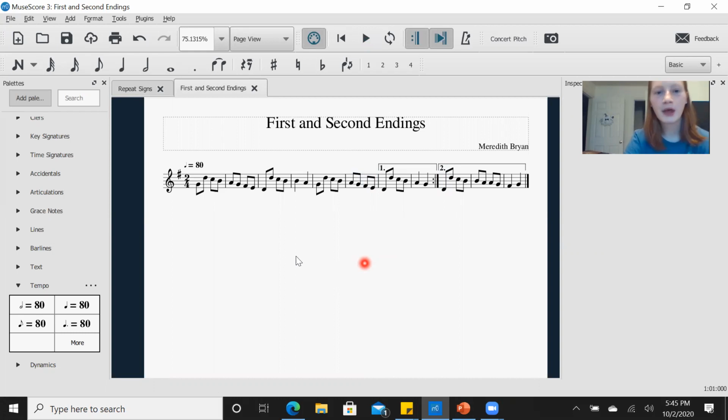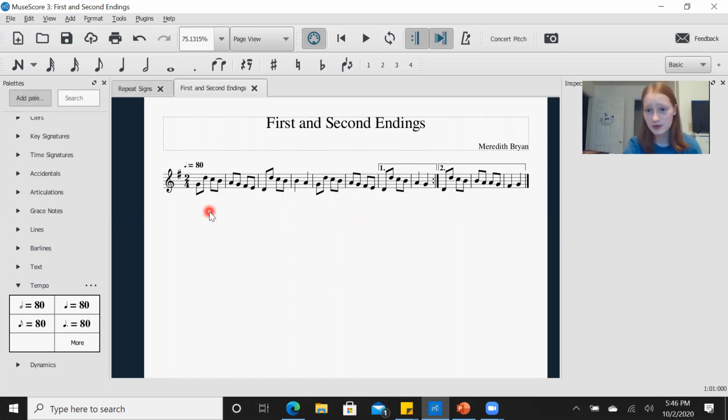So with this one, I hope you saw when the little cursor jumped over to the second ending. That's what I'm hoping that you'll understand. And when you play this, you're going to do the exact same thing. You're going to jump straight from measure 5 right into this first measure of the second ending.